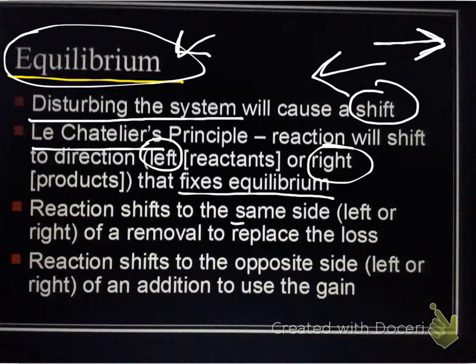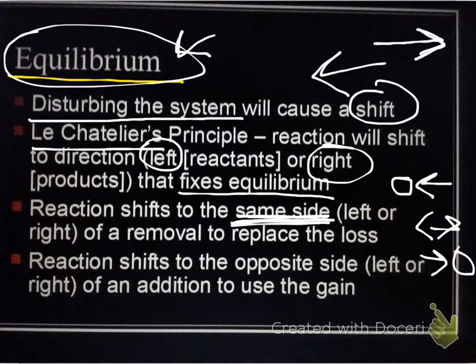So if you remove something, it's going to shift to the same side, left or right, of a removal to replace that loss. So if you remove from the products, it's going to shift to the right. If you remove from the reactants, it's going to shift to the left. Okay, we'll take a look at exactly what that means momentarily.